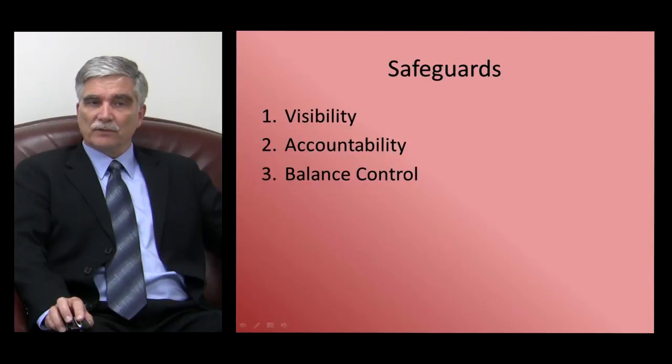Remember, there are 3 primary safeguards that reduce the risk of child abuse. We should use at least one of these whenever we are around children: visibility, accountability, and balancing power.